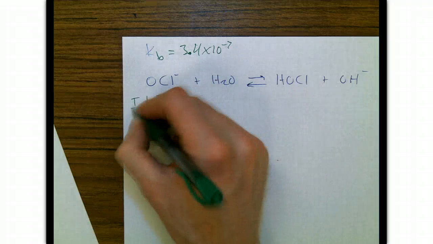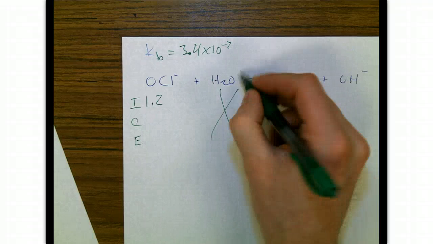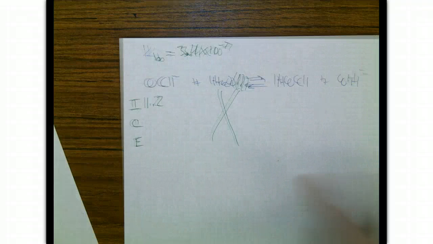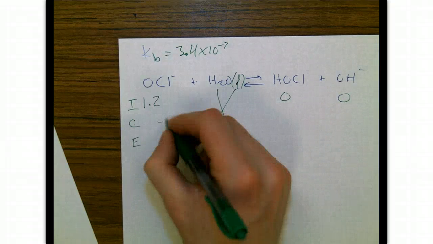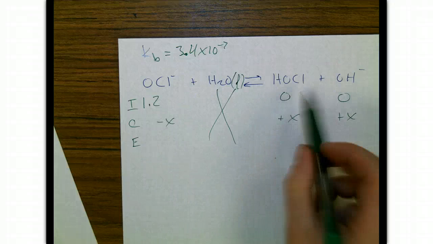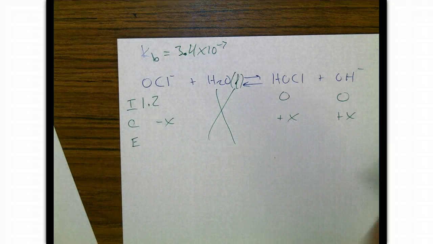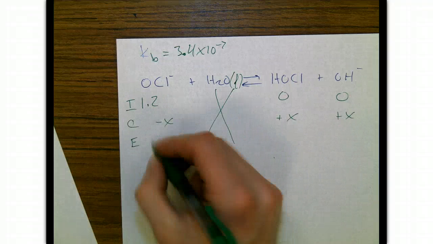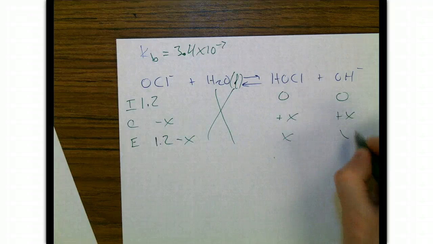So this is my ICE table. I know that I'm going to ignore water because it is the liquid one. Everything else is aqueous. This here is going to start at 0. This is going to start at 0. It's going to go down by x. This is going to go up by x, because the ratio is 1 to 1 to 1. If this was a 2, I'd have to put a 2 there. It's not, dealing with acids and bases here. So it's 1.2 molarity minus x. This is x. This is x.